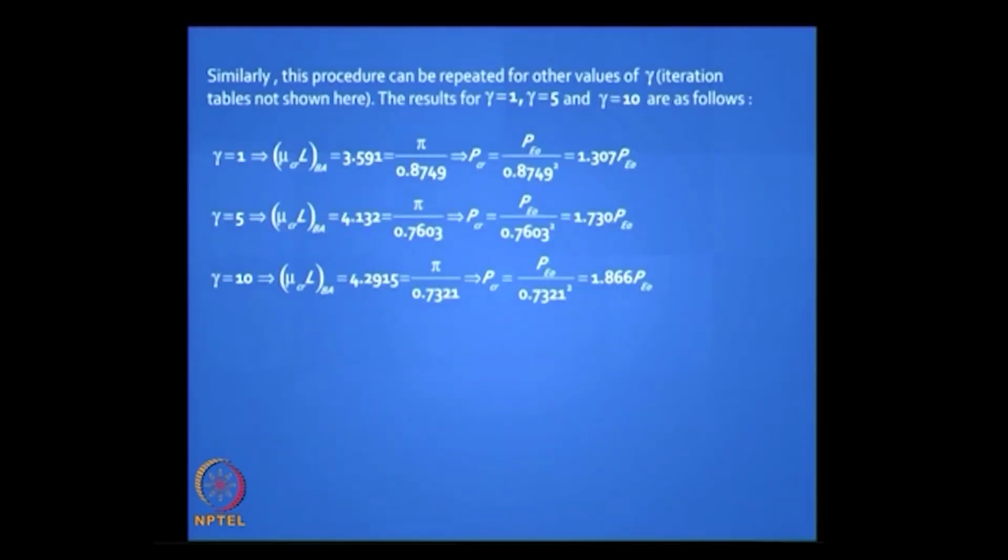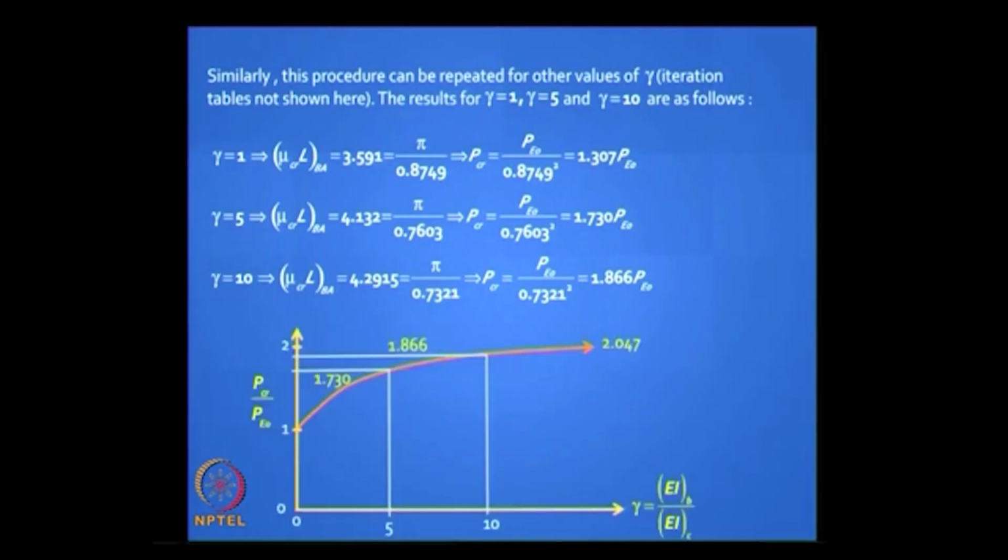You repeat this exercise for the other gamma values, and finally you draw a plot, and the plot is going to look like this. On the x axis I increase the beam stiffness, beam rigidity relative to the column rigidity, the starting value is pi squared EI by L squared. So it starts with 1, and the maximum value is when K effective is 0.699, so you get 2.047 for a propped cantilever. Is it clear? So you should be able to guess this kind of shape, and for any value of gamma, you can get the answer. How did we generate this?